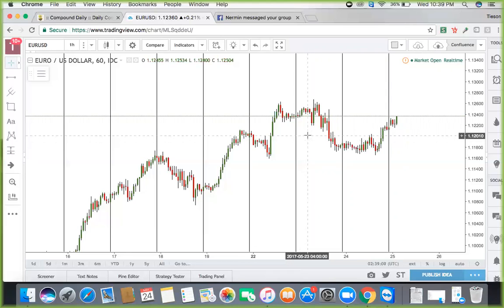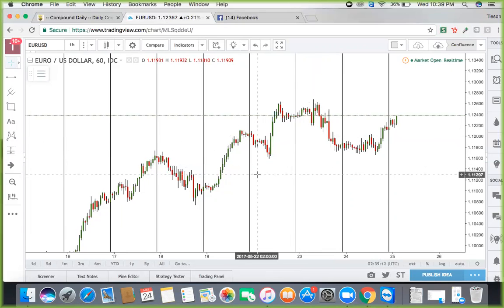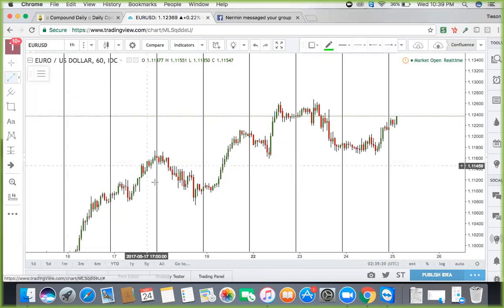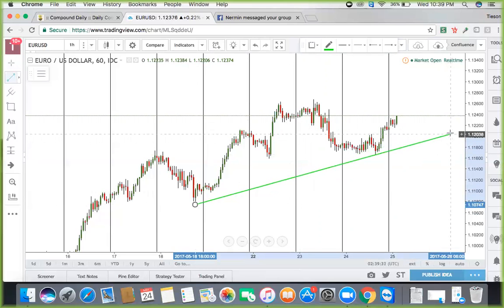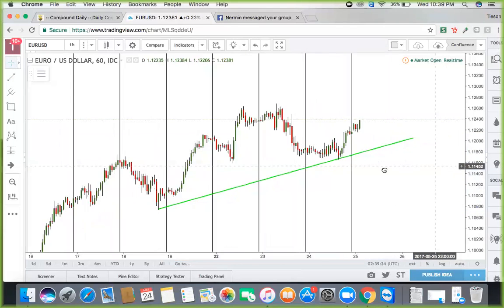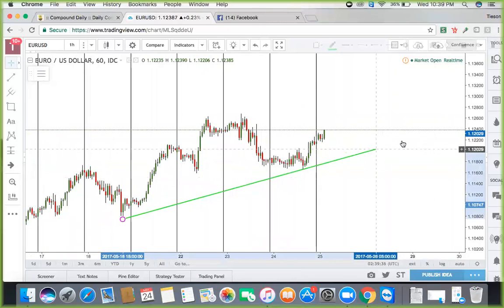So first thing I do is I identify trend. Is there any trend line? Is there any possible kind of thing going on? First thing I see is that we're in an uptrend. To some, the market might look like it's kind of consolidating. To me, I think this is moving up nicely. So I'm going to draw my trend line first and foremost.